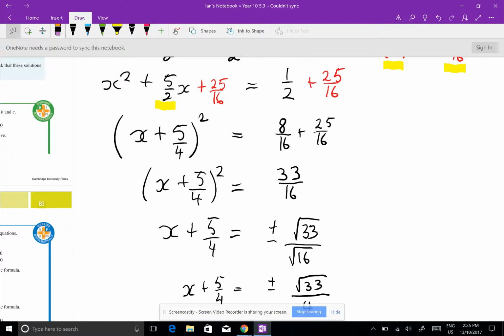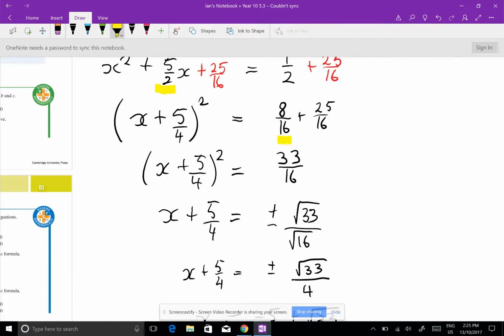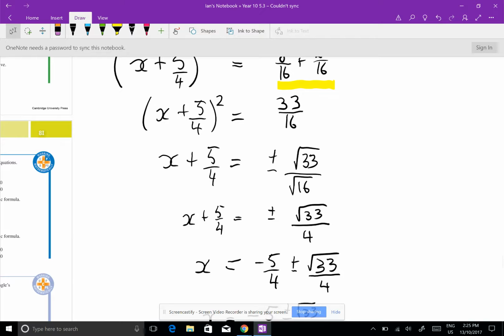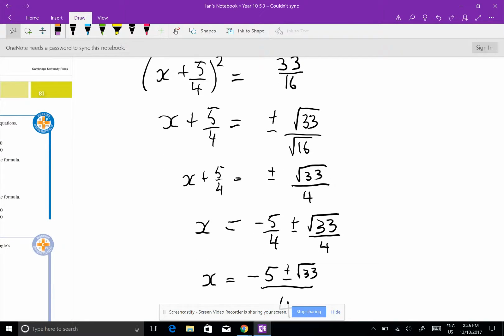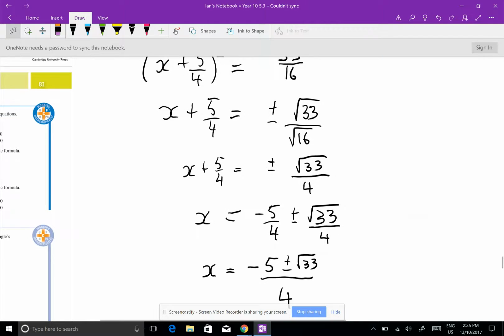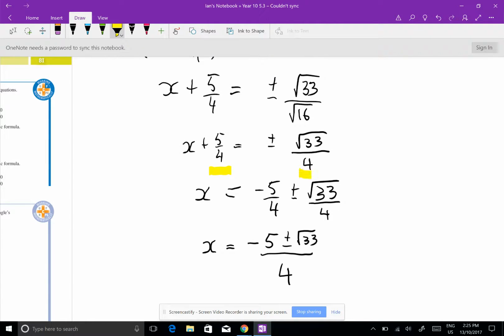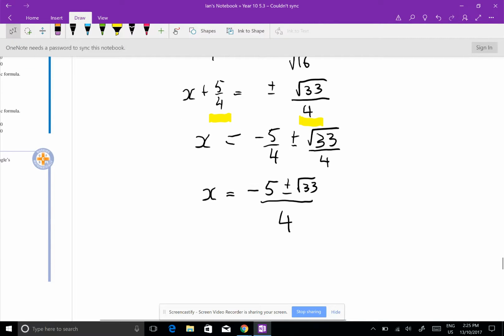Remember, when you write the perfect square, it has to be x plus what you halve, so 5 on 4 in this case. Do this bit over here, I do that with the calculator. Square root both sides. Remember, it's plus or minus. You will find that you get the same denominator on both sides if you've kept your fractions improper. And then just make it one big fraction.